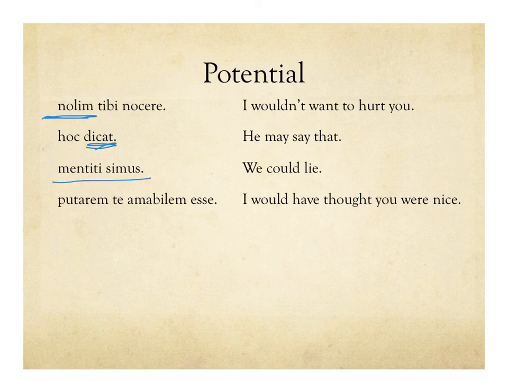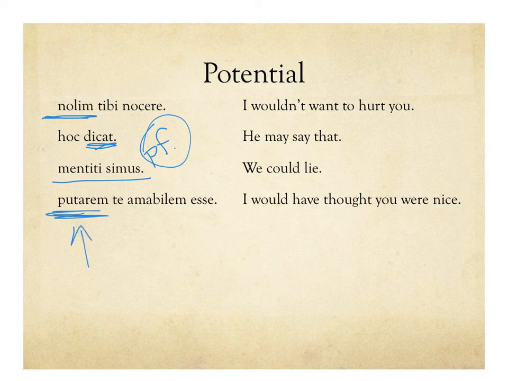Here I've given an example of a perfect subjunctive. We're really not going to translate it any differently than the present subjunctive. Mentiti simus. We could lie. We might lie. Right? So again, this is a situation where it's hypothetical, unsure. You can't be sure if I'm lying or not. Mentiti simus. And finally, an example in the imperfect subjunctive.